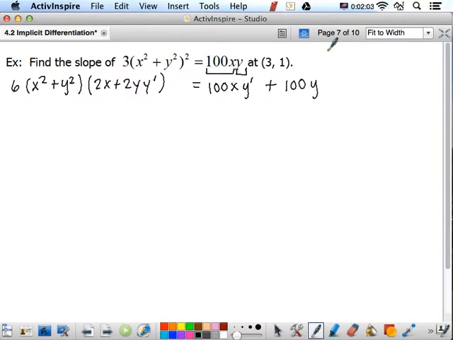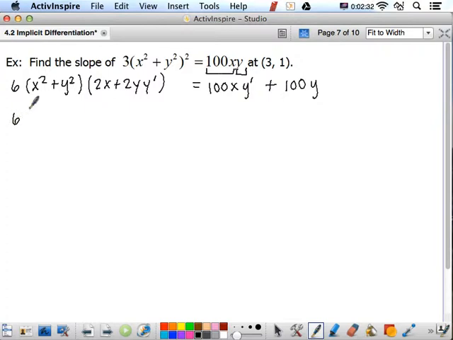At this point, if I wanted to get y prime by itself, it would be a major burden of algebra. I would need to distribute everything on the left, and rearrange it so that I had just my y prime terms on one side and my non-y primes on the other. But because we're only being asked to find the slope, not the derivative itself, we can take the unsimplified derivative and plug in the 3 and the 1 for the x and the y. That will save us a lot of algebra. So let's see what we get.